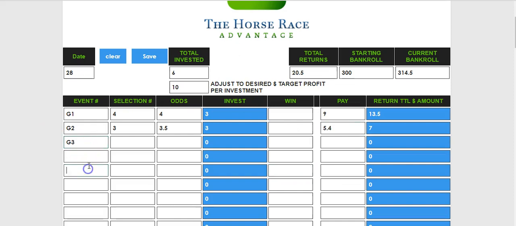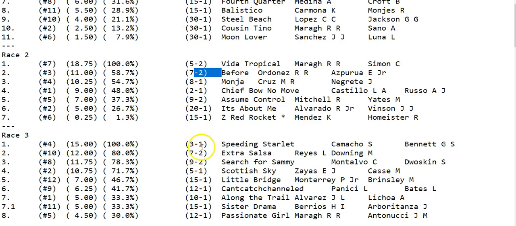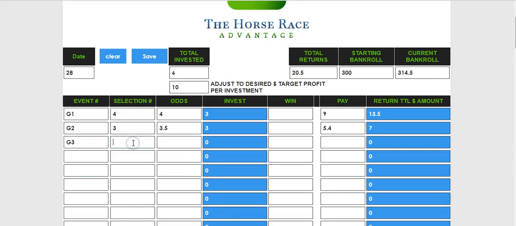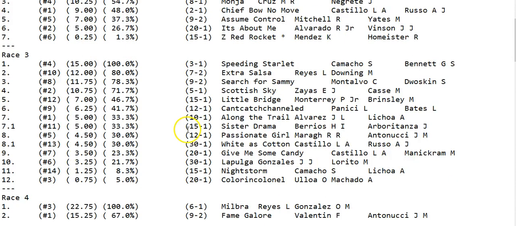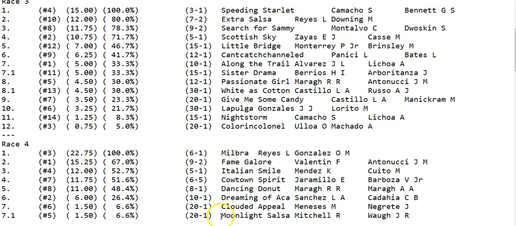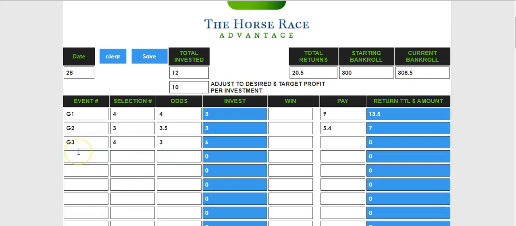We go to race 3, and we see, well, race 3 at Gulfstream, it's giving us the 4 at 3-1. So we're going to take it, and we're going to put that in. Race 3, number 4. Ran second, so you had a loss. Now we're going to go to race 4. It's giving us the number 3 at 6-1. So we're going to put that in. Actually, that's race 5. Oh, wait, that's race 4, sorry.